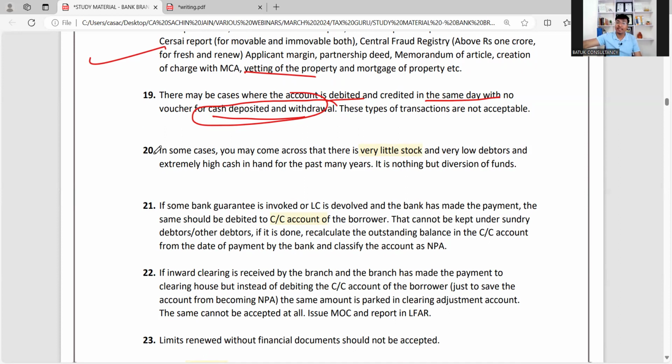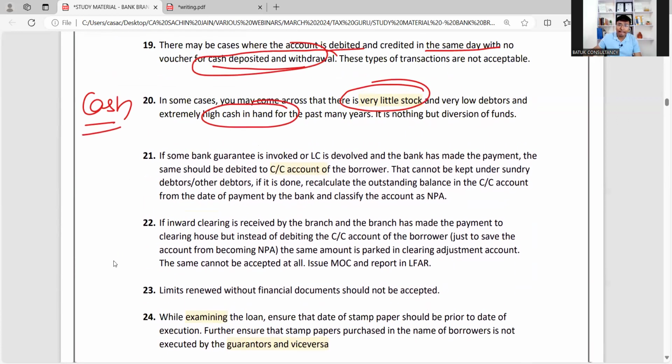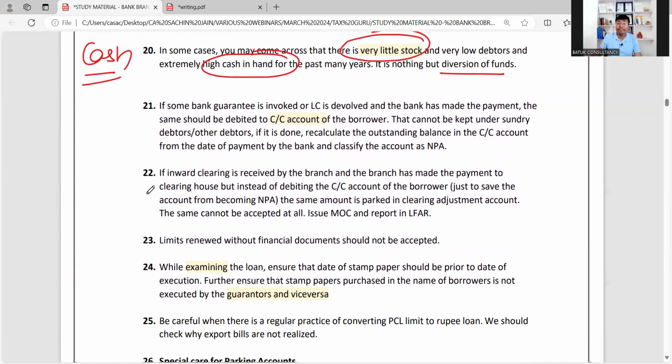In some cases, you may come across very little stock and very high debtors and extremely high cash in hand for the past many years. Very less inventory, but a very high balance of cash in hand. In that case, this is just a diversion of funds, because when you have no stock and very few debtors, how do you have cash? So you need to compare the same, and the same is to be classified as a diversion of funds only.